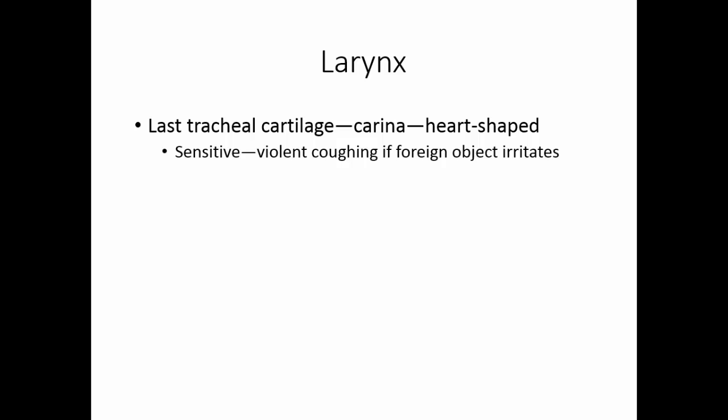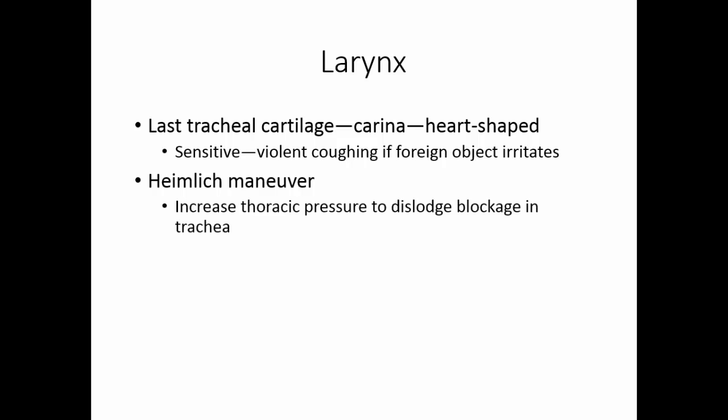If the trachea is blocked, this means that air is not getting to the lungs. This is a life-threatening condition. The Heimlich maneuver, or the abdominal thrust, was developed to clear the trachea. Here you want to increase thoracic pressure to dislodge the blockage in the trachea.